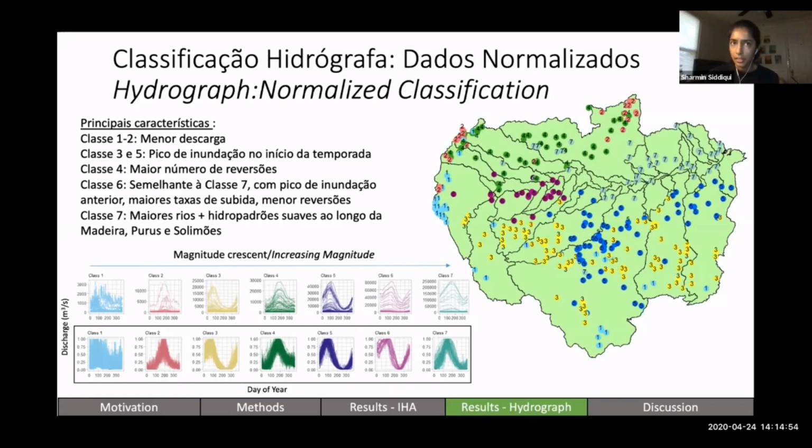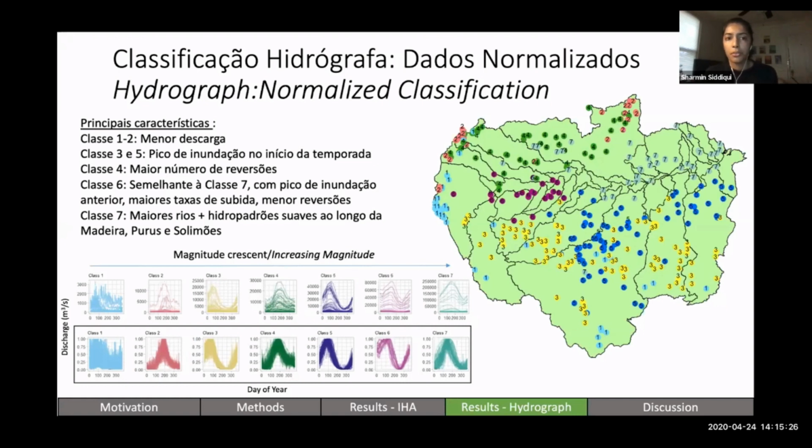And class 6 and 7 also share that similar magnitude, but class 6 has an earlier flood peak, the highest rise rates, and then a lower number of reversals. And then these stations are located in a tight cluster in the west central Amazon compared to class 7, which are our main stem rivers. And all classes in this method have very high stability and correlation strength, with the exception of class 1, which is most likely due to the unpredictable flashy behavior that occurs in these rivers.